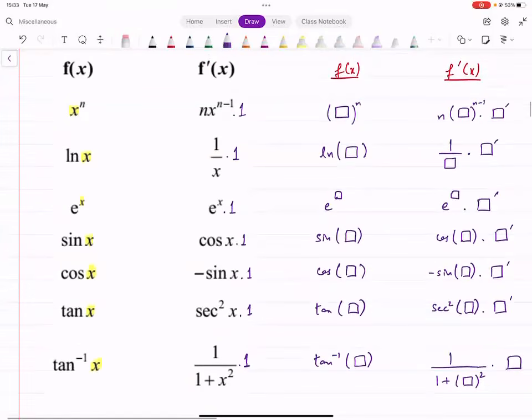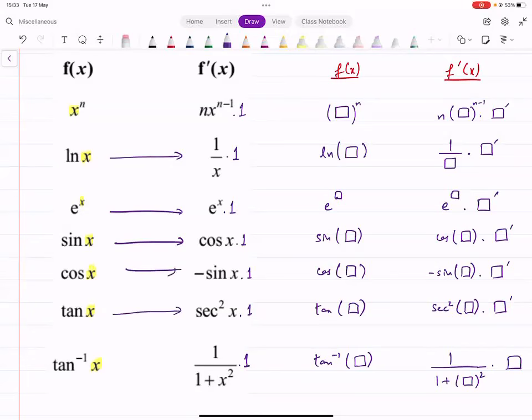Now, you've got this thing given in the formula sheet, which you can see on the left. So the derivative of ln x is 1 over x. The derivative of e raised to power x is just e raised to power x. Sine x becomes cos x, cos x becomes minus sin x, tan x becomes secant squared x. And finally, if you've got tan inverse of x, the derivative of that is 1 over 1 plus x squared.